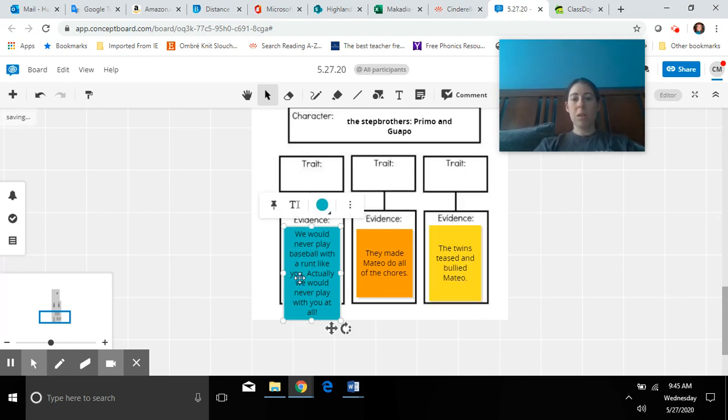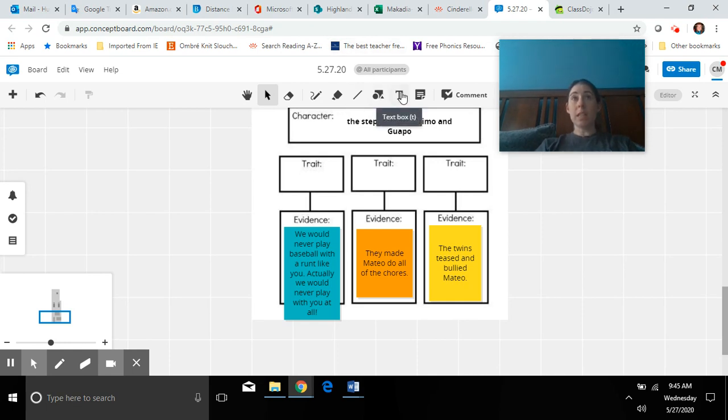Okay, we've got great pieces of evidence that we found right in the story by going back and reading it over again. So I think we did a great job. Now we need to use these pieces of evidence to decide what is our opinion of the twins, Primo and Guapo. Okay, what is our opinion? Do we think that they're nice? Do we think that they're smart? What kind of people are they? I want you to start. We're going to start an opinion paragraph.